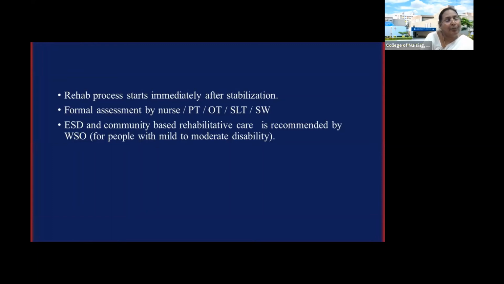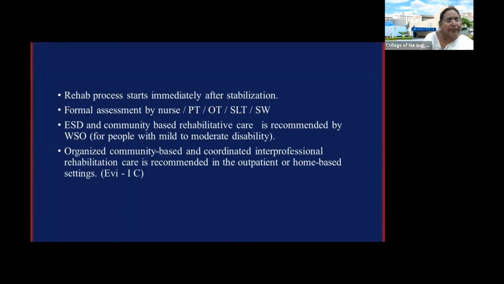ESD is early support discharge. Now, this is a strong recommendation by the World Stroke Organization, of course, for people with mild to moderate disability. A person who has come with a hemorrhagic stroke or severe disability, you really can't do early support discharge. But for patients with mild to moderate disability, we can quickly discharge the patient home and encourage community-based rehabilitative care. There is evidence, Deborah was saying evidence 1C.